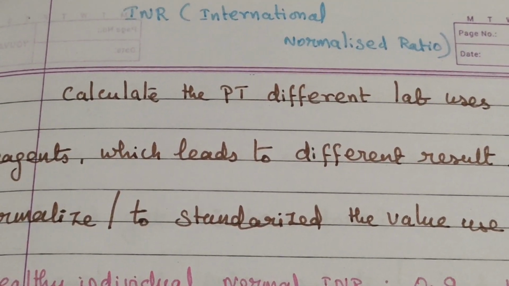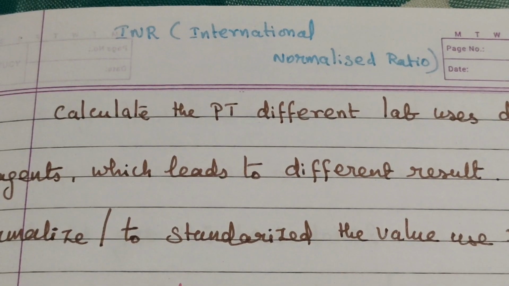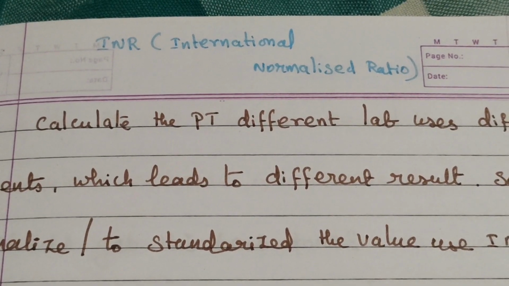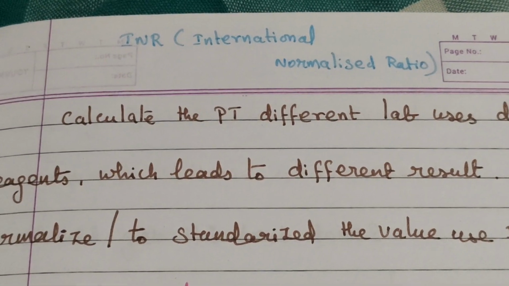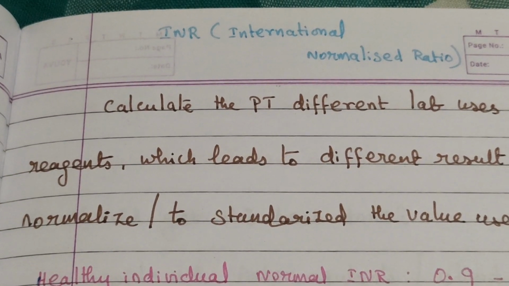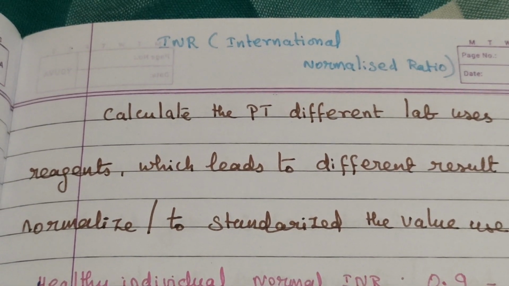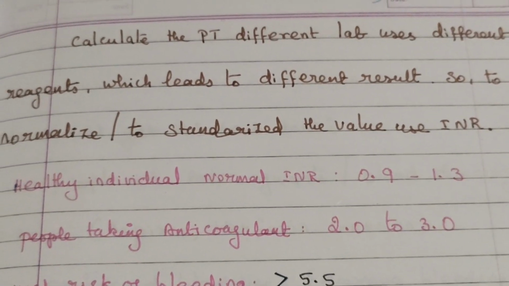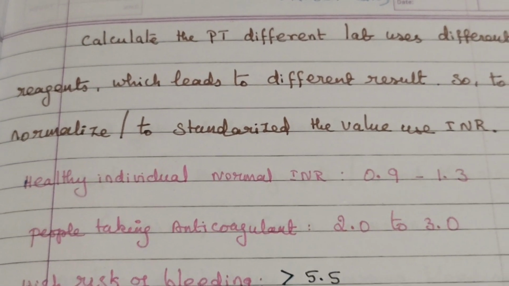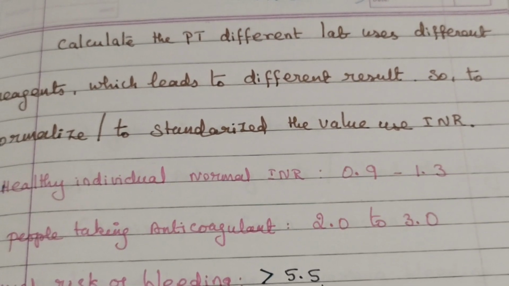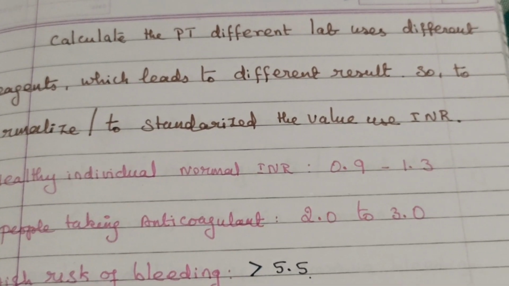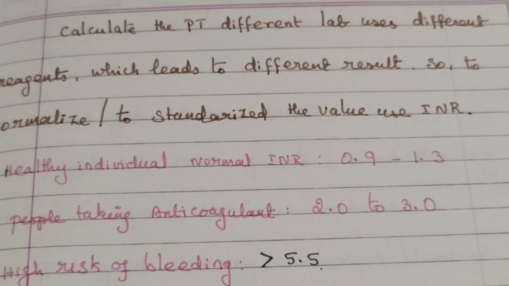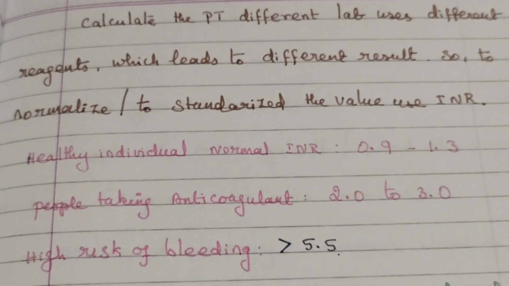Now we'll see INR. INR means International Normalized Ratio. Generally, to calculate the prothrombin time, different laboratories use different reagents, which leads to different results. To normalize or standardize that value, this INR came into existence.